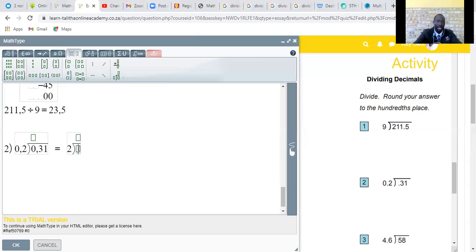We can write it as 2, and inside here will be 3.1, because now we have moved the decimal point from this front position to the back position. Now we want to see how many times 2 will go into 3. Well, 2 goes into 3 1 time.